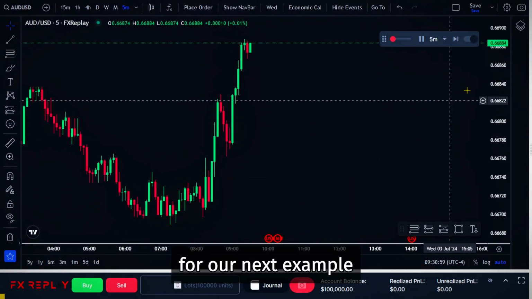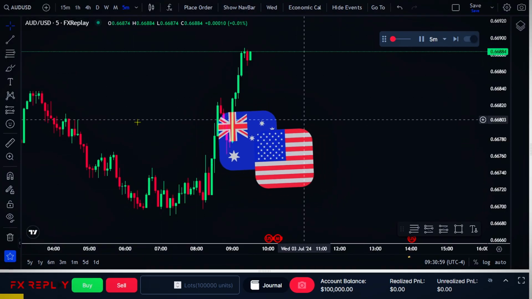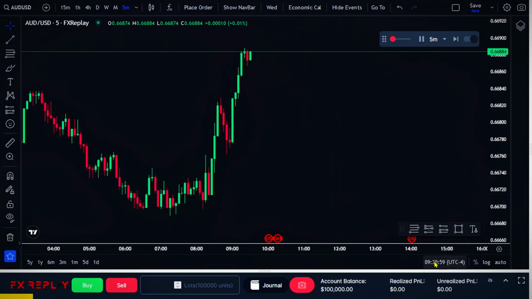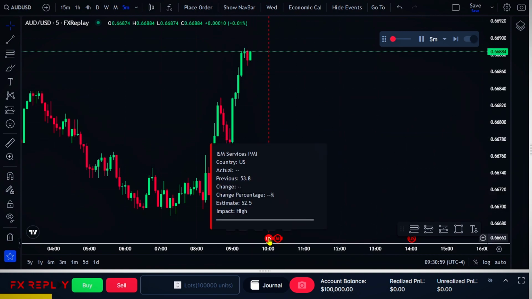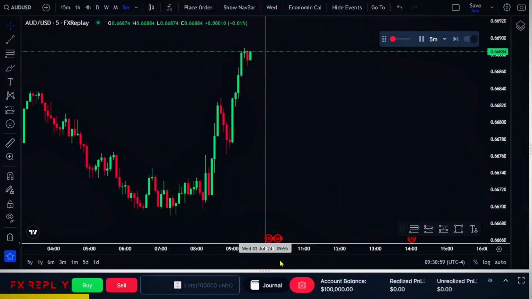For our next example, we are on the 5-minute time frame for the Australian dollar versus the USD at 9:30, 30 minutes before our trading window. However, you can notice we have PMI at 10 a.m., right at the start of our trading window. Since this is high-impact news, we have to avoid trading on days with high-impact news. So, let's skip to the next day.